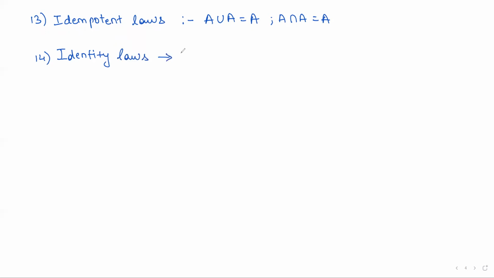What are identity laws? A union phi will give you A, and A intersection U will give you A. U stands for universal set. So the common thing between A and U is A, and if you unite A with nothing, we'll get A itself.